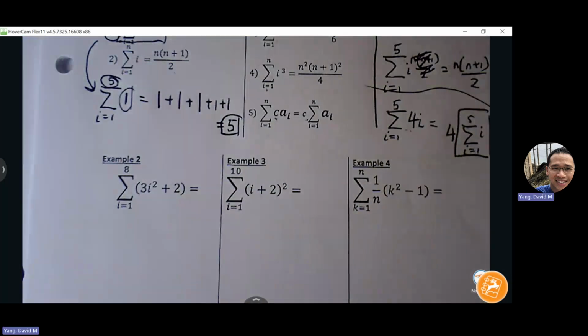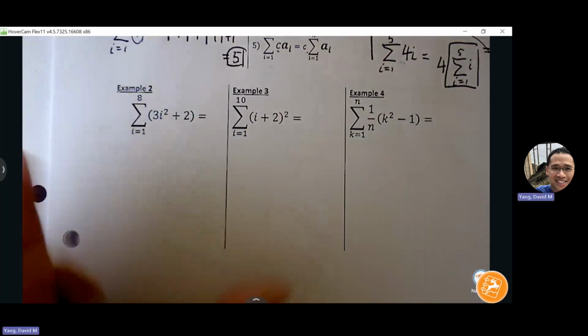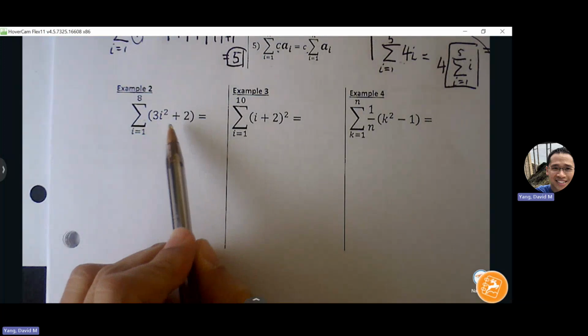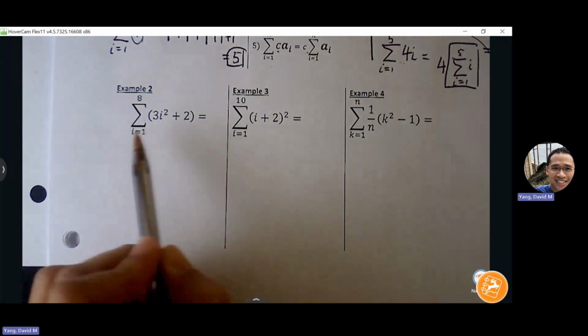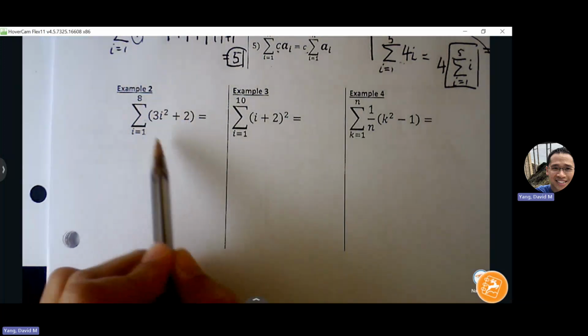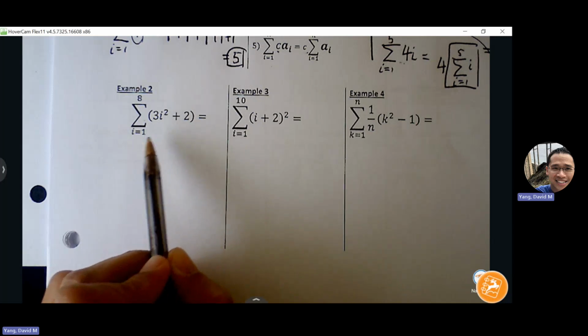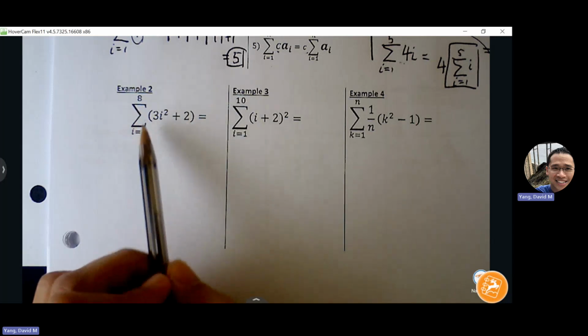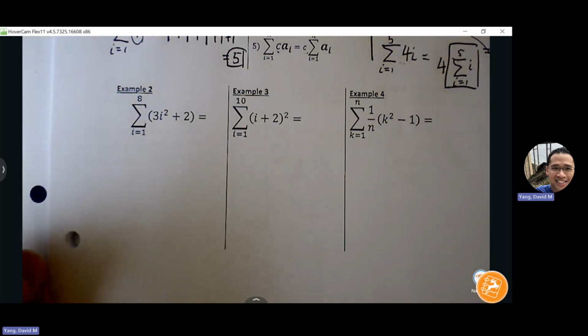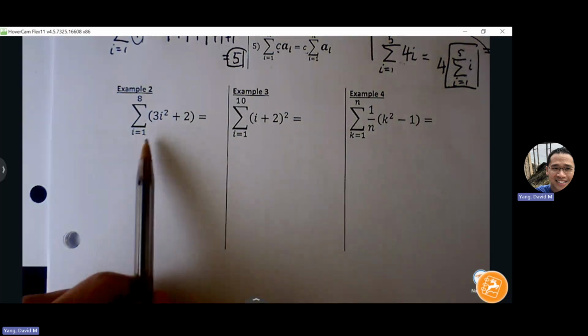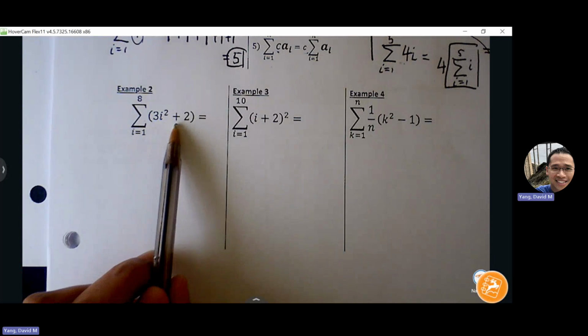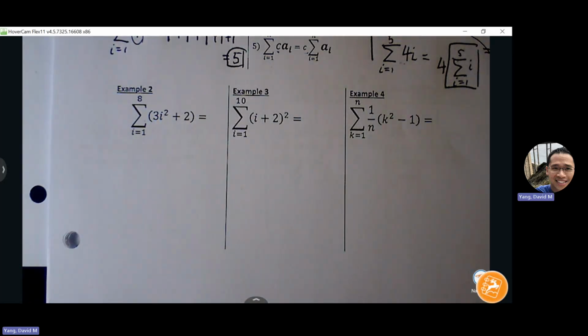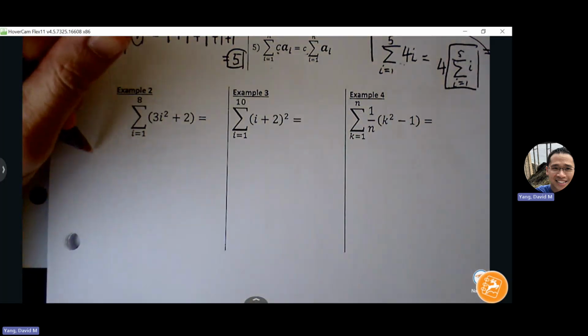Okay, so example 2. Here, notice that I have 3i squared plus 2, going from 1 to 8. I could add up the terms one by one. It wouldn't take too long, but we're going to practice with the summation formulas that we have in front of us. So anytime I have a separation between two terms, I can treat them like two separate problems. So I'm going to write this out twice.